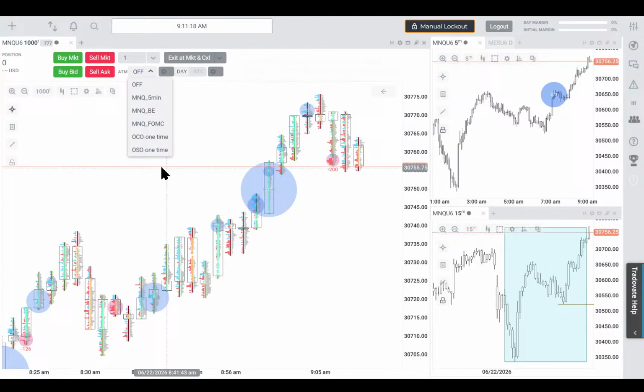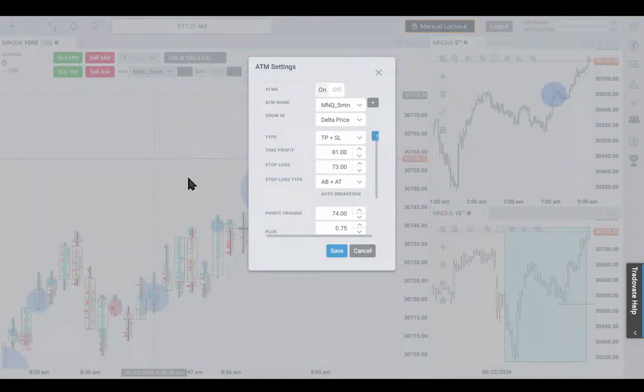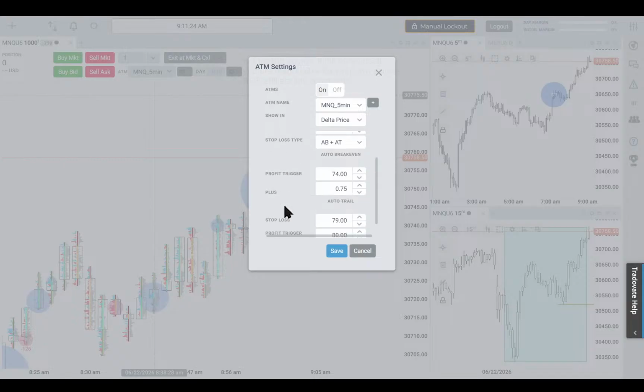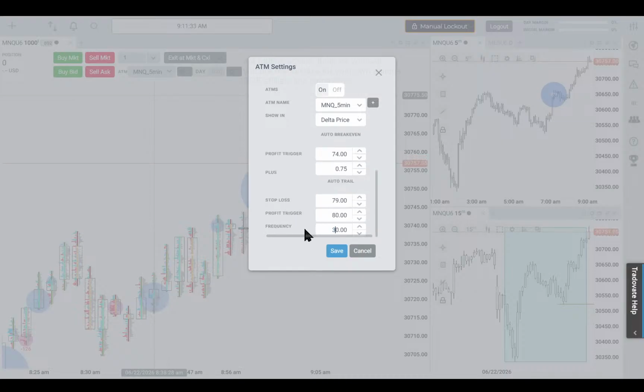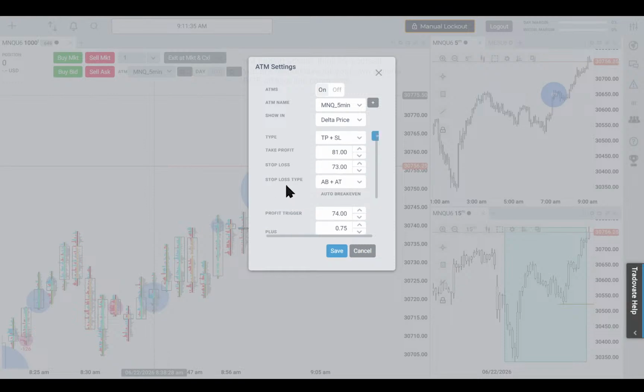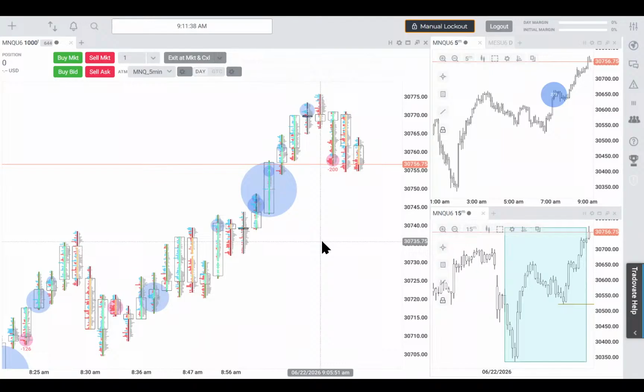Yeah, we don't have an ATM. I will check the ATM settings. 81, 73, AB plus 80, 74 for BE. So, okay, yeah. That frequency is way too low. This ATM will work, but it's really only there as a backup, really.